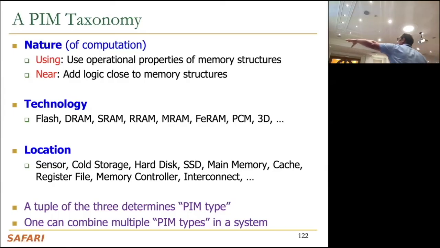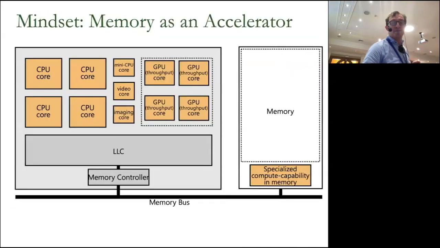Is it in the memory controller? Is it in main memory? Is it in SSD? Is it in hard disk? Is it in tape? And I think all of these places have their role to play in computation. In the end, one can combine multiple different processing in memory types in a system, and each PIM type is a tuple of these. And we're not going to be extremely, let's say, futuristic.